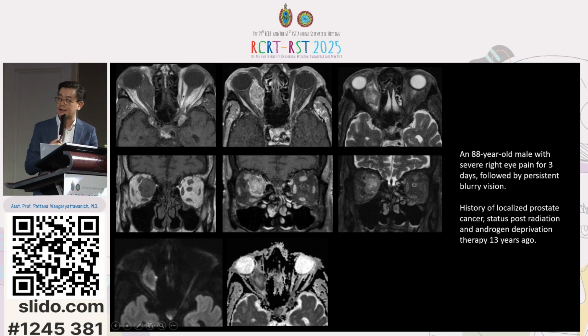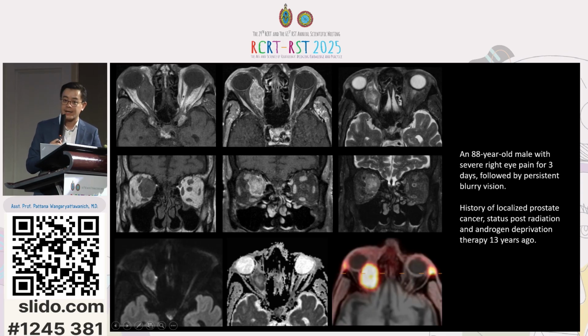Later on, he got a full workup, and they used a PET MRI with PSMA to evaluate for distant metastasis. Somehow, that's the only site of metastasis that they found on PET MRI. So it's a pretty unusual case, with a pretty stable disease of the prostate cancer, but later on he presented with a solitary metastasis at the medial rectus muscle.